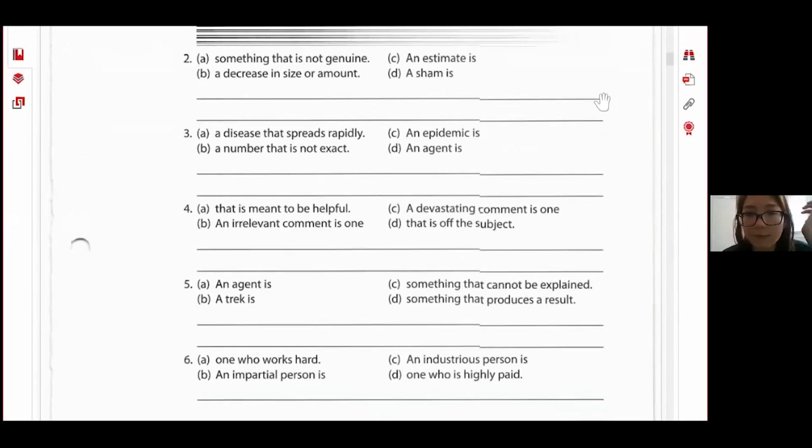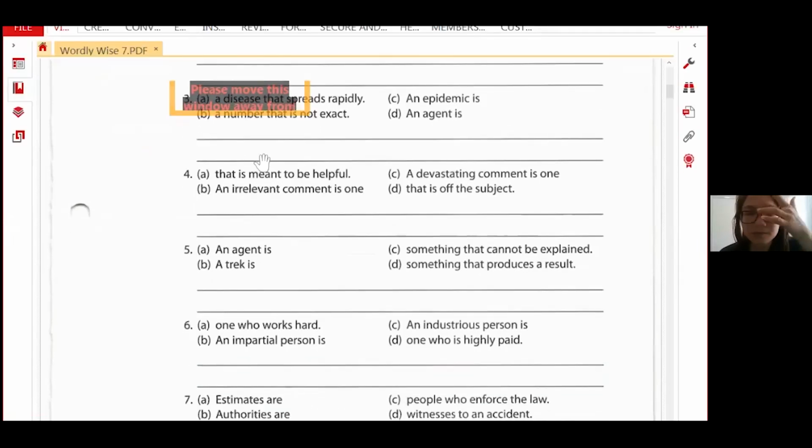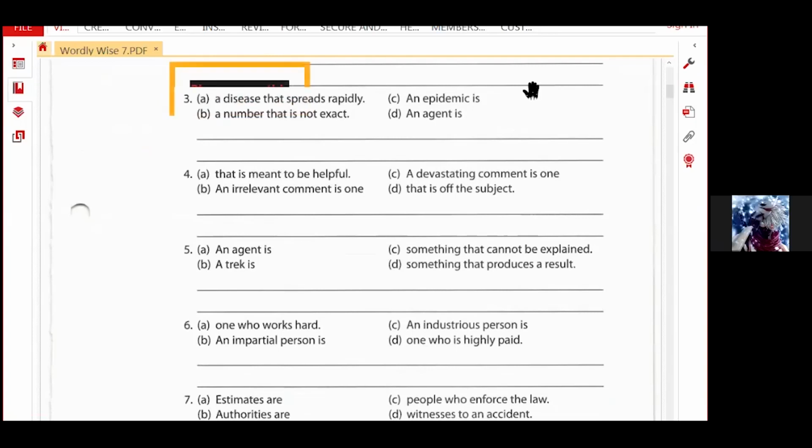Anybody want to try number 4? Jet? Okay, go Jet. An irrelevant comment is one that is off the subject. Perfect.